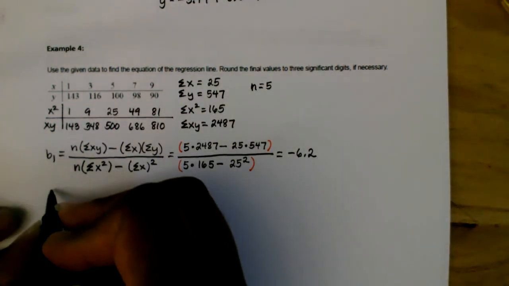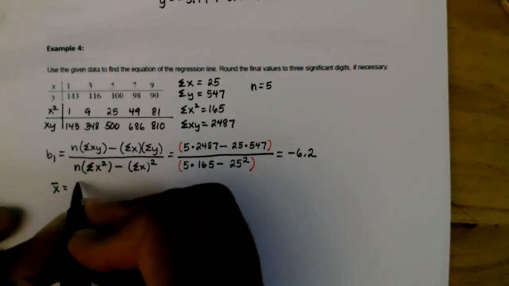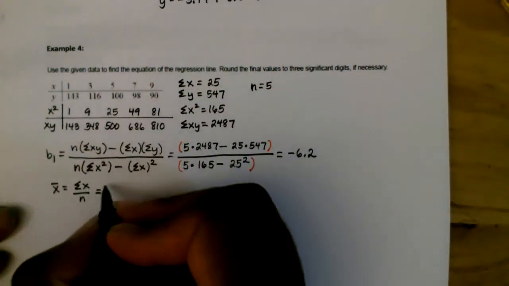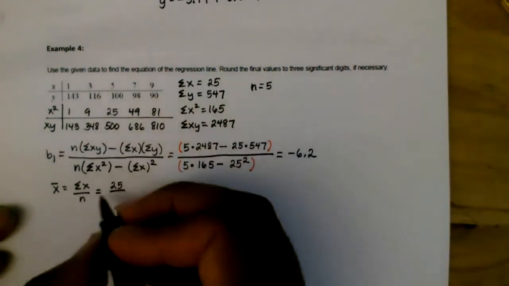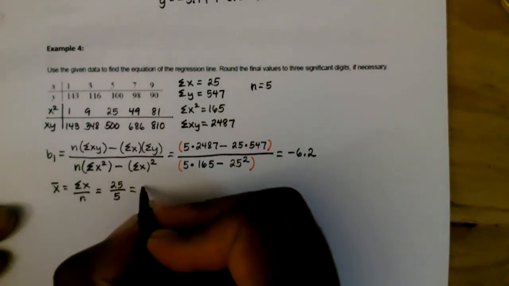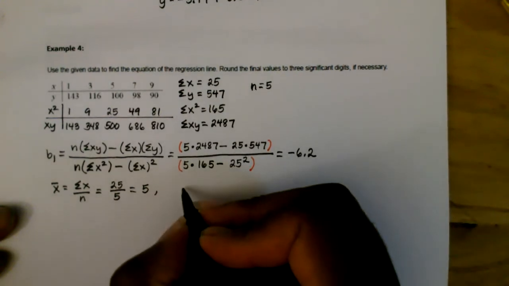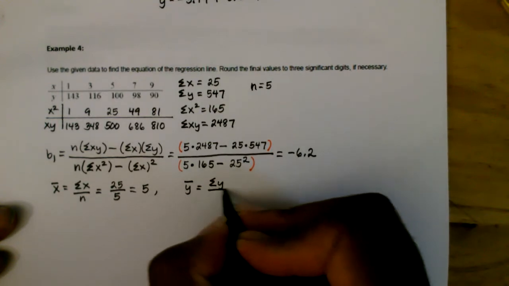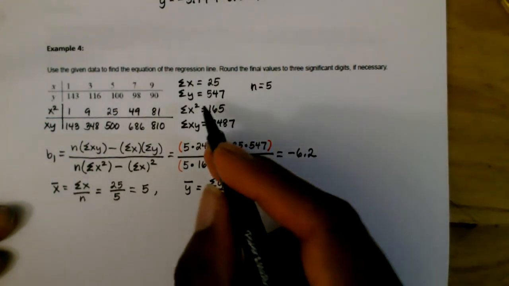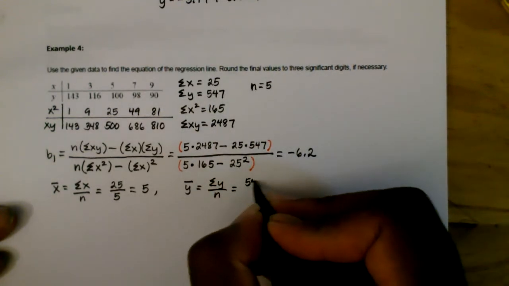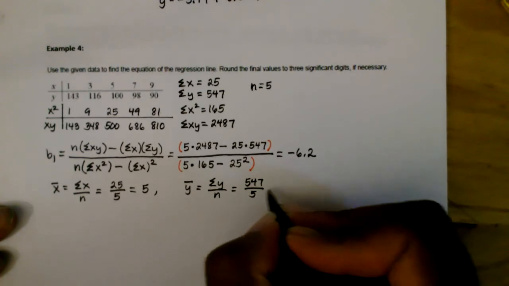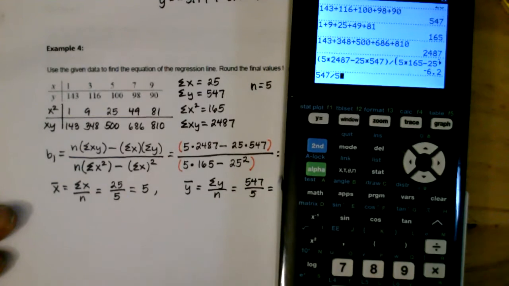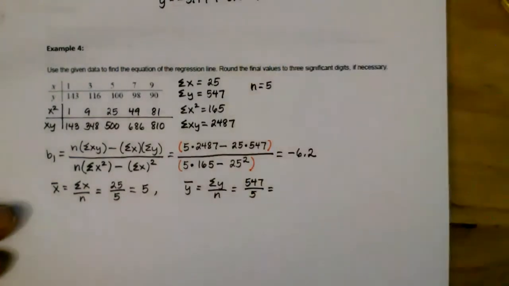And now I need the mean of the X and the Y values here. Your mean, X bar, that's the sum of the X divided by N. The sum of the X's was 25, and N was 5. So 25 divided by 5 will end up being 5. And then Y bar is the sum of the Y values, all divided by N. The sum of those Y values was 547, divided by N, which is 5. So 547 divided by 5, that will end up being 109.4.